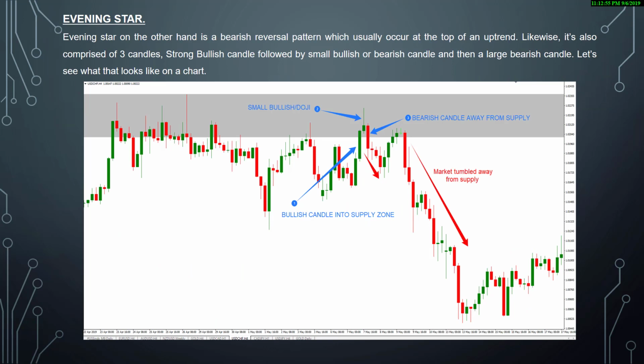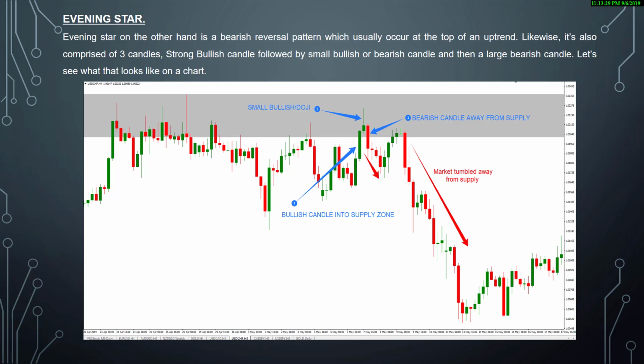The evening star, on the other hand, is a bearish reversal pattern which usually occurs at the top of an uptrend. Likewise, it also comprises of 3 candles. Number 1, a strong bullish candle indicating, what does it indicate? It indicates more buying into a supply, followed by a small bullish or a bearish candle.